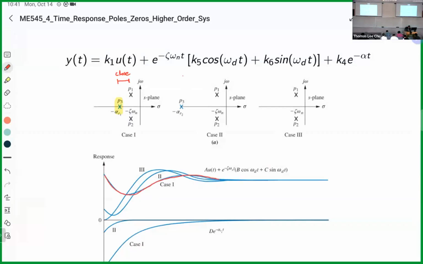Now in case 2, the pole is further away. We see that pole 3, because it's a very negative number, has an exponential decay that is really fast. So it's going to decay faster than the exponential decay of poles 1 and 2. In the total response, we're going to see the pole 3 contribution go away faster, while poles 1 and 2 will remain. So then we have this response here.